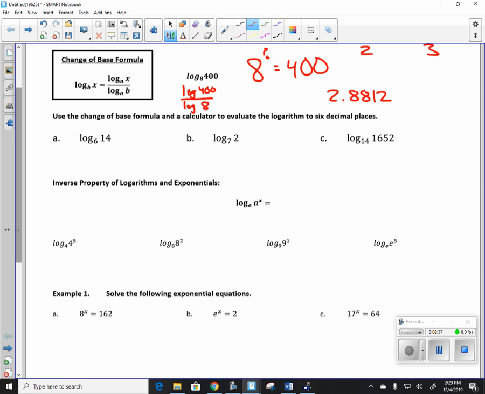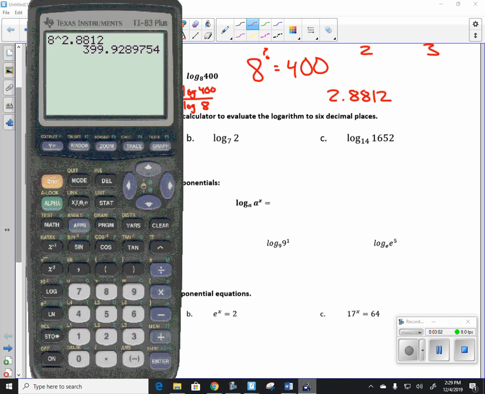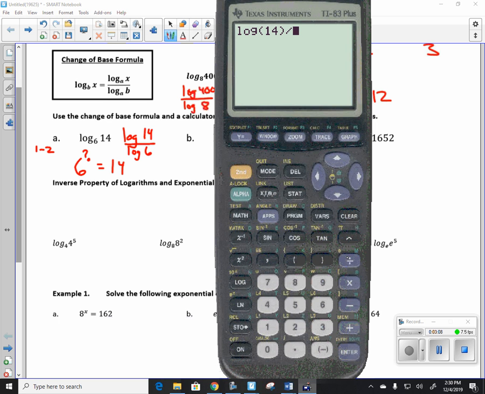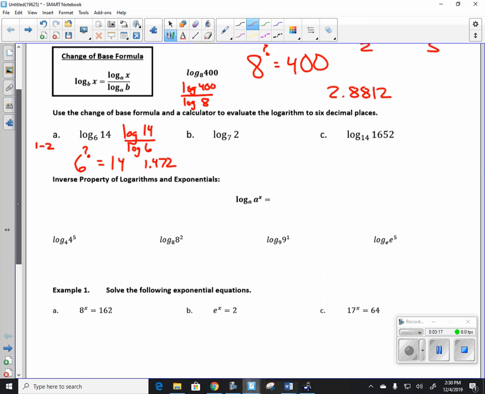So here's this piece. I want you to estimate this. 6 to what power is 14? That's what that means. So it's going to be between what two numbers? It's going to be between 1 and 2. Yeah. So I do log of what? 14 divided by log of 6. I take out my calculator. Log of 14 divided by log of 6. And I get, there you go, between 1 and 2, it's 1.472. We'll just go to 3 decimal points.